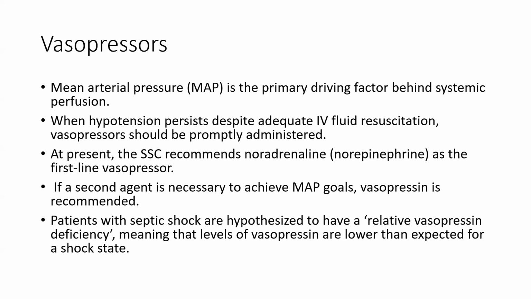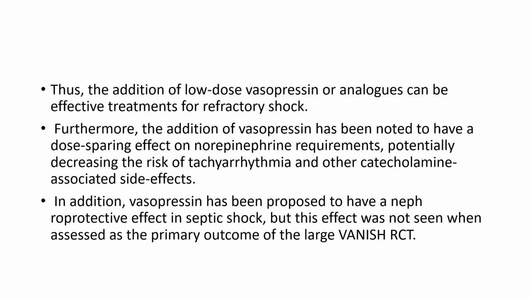Patients with septic shock are hypothesized to have relative vasopressin deficiency, meaning that levels of vasopressin are lower than expected for the shock state. Thus, addition of low-dose vasopressin or an analog can be an effective treatment for refractory septic shock. Furthermore, the addition of vasopressin has been noted to have a dose-sparing effect on norepinephrine requirement, potentially decreasing the risk of tachyarrhythmia and other catecholamine-associated side effects.